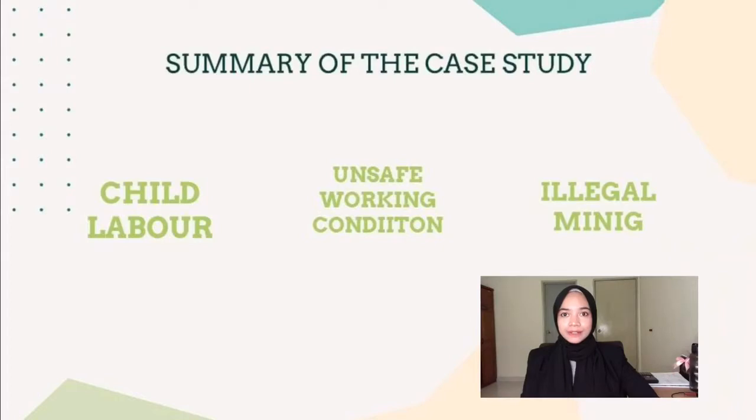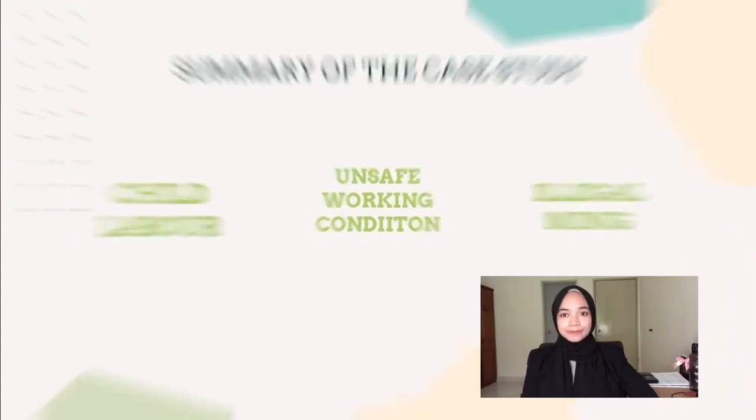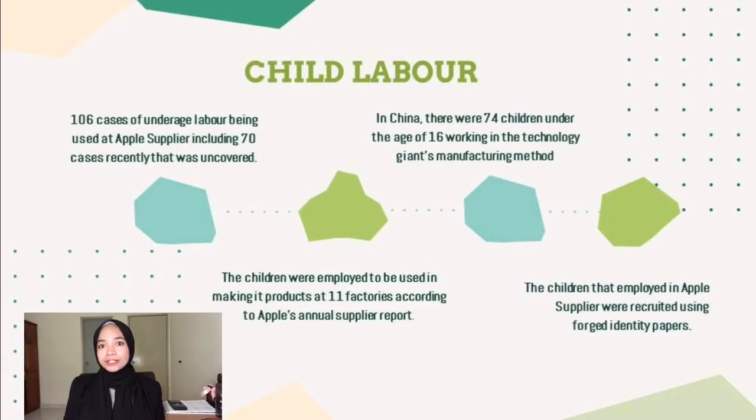has arisen. Based on the case study, there are a few issues we focus on, which are child labor, unsafe working condition and illegal mining. There were 106 cases of underage labor being used at Apple supplier, including 70 cases recently uncovered. Apple has the highest standard of ethical conduct. The Apple supplier acts in an ethical way in every aspect, such as relationship, practice, supplier, and operation.